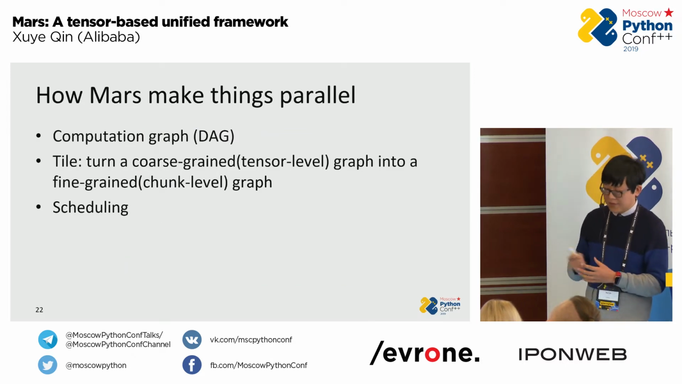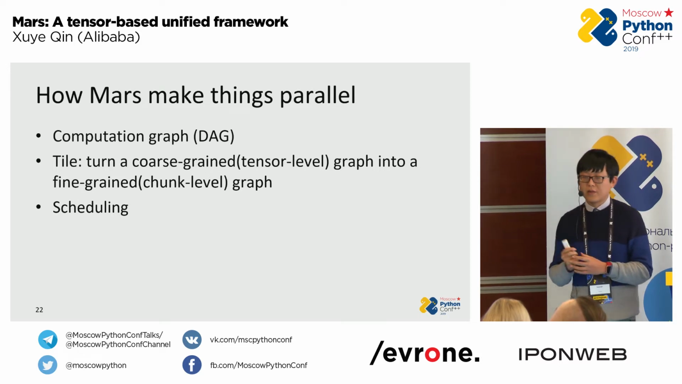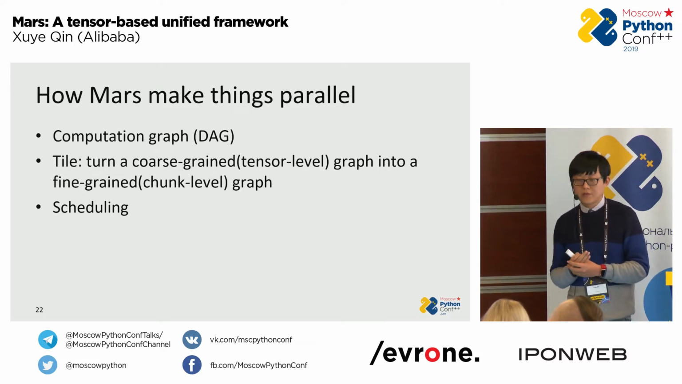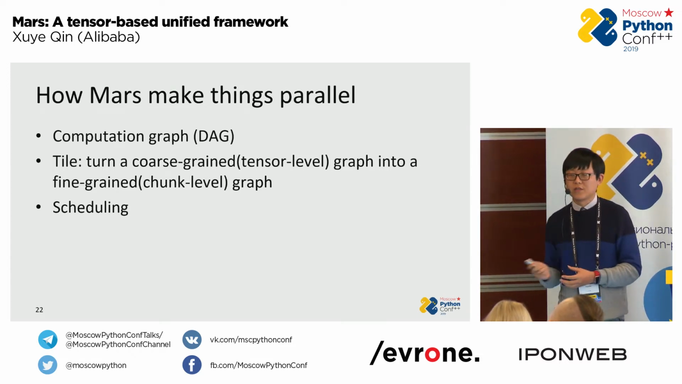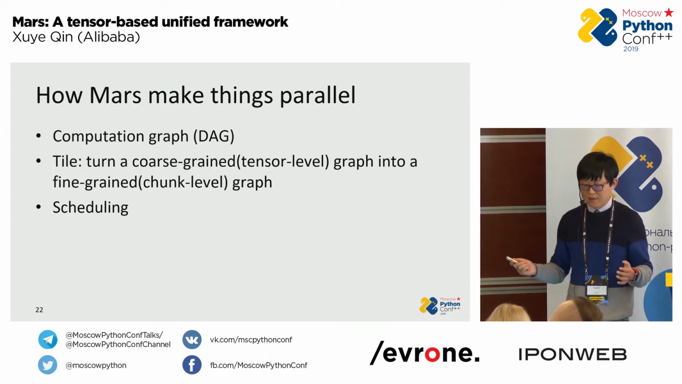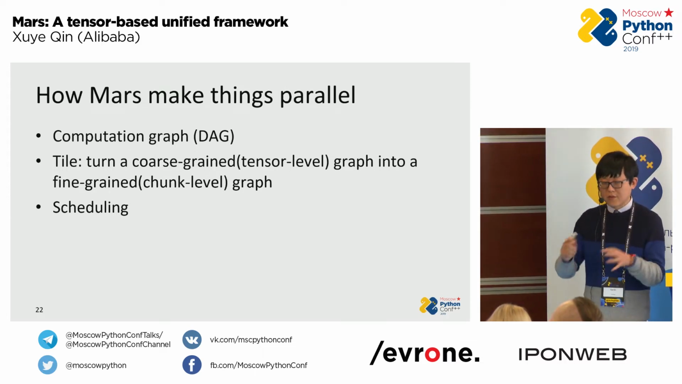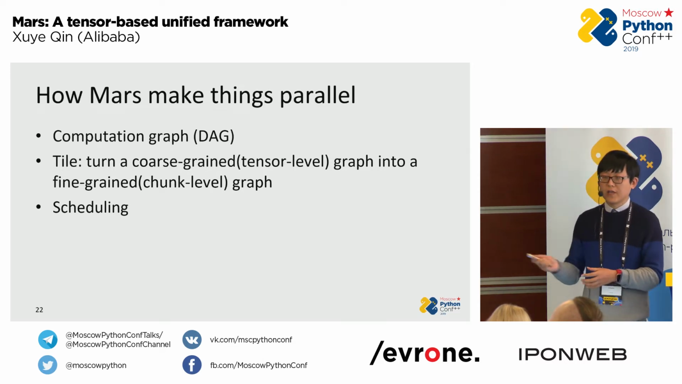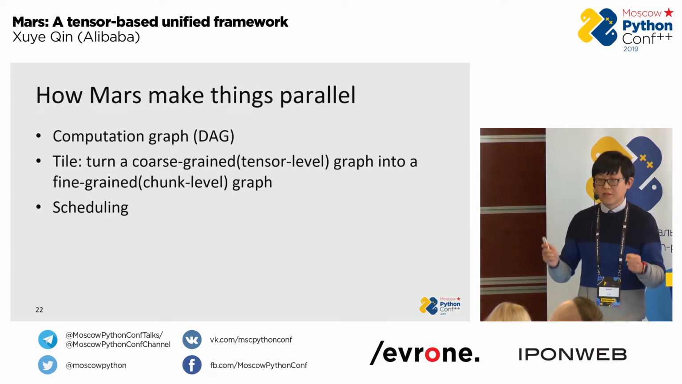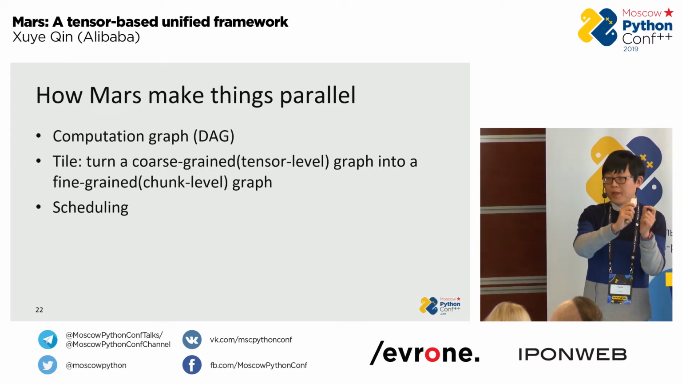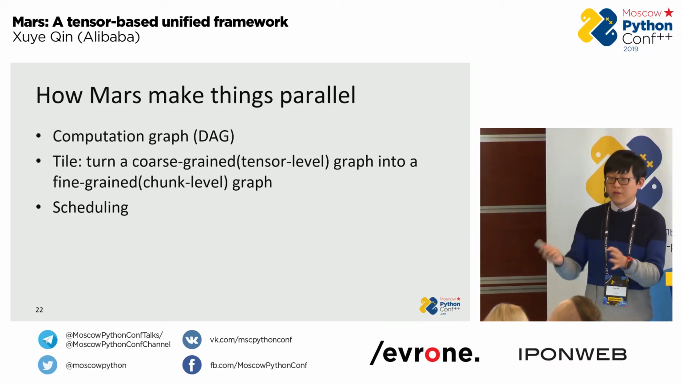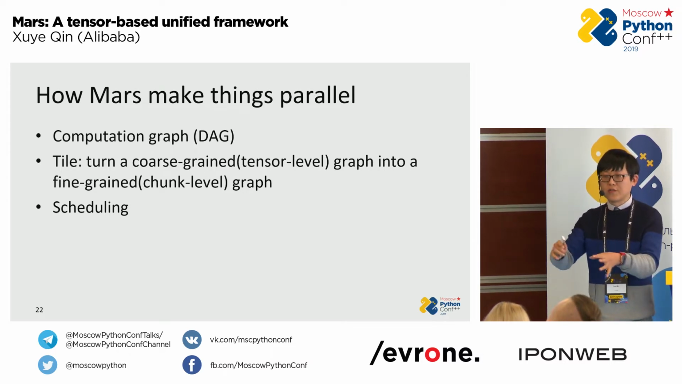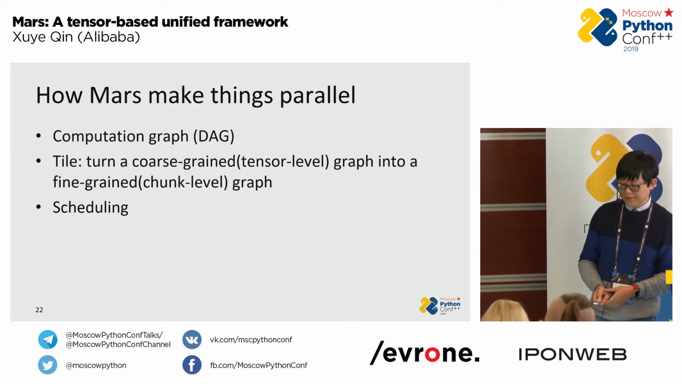So how does Mars actually make everything parallel? There are three important components. First is the computation graph. Just like all the data flow systems, we have the computation graph to represent the calculation. One difference is that we have a tile process, which turns a tensor level graph into a chunk level graph. I will explain that later, and we will schedule the chunk level graph to multi-cores or the distributed runtime.